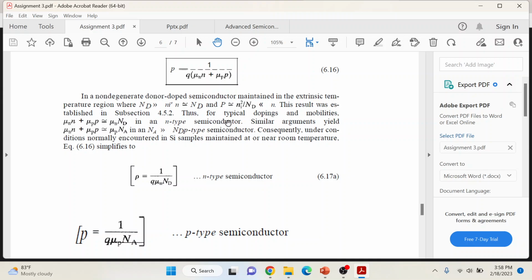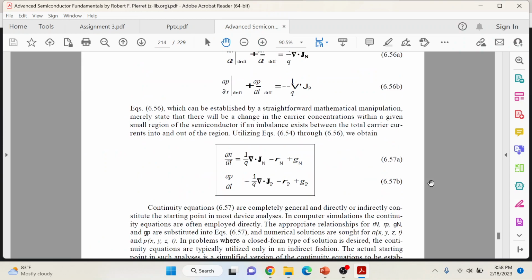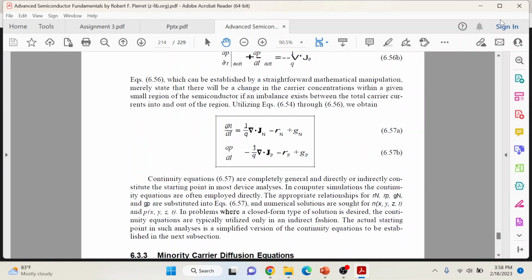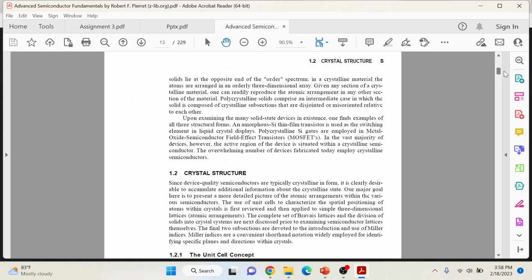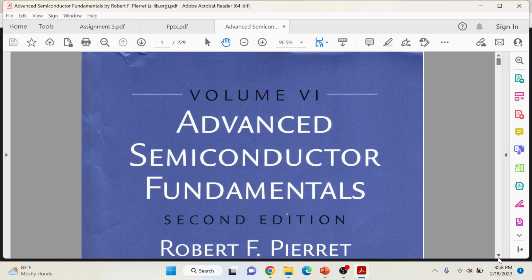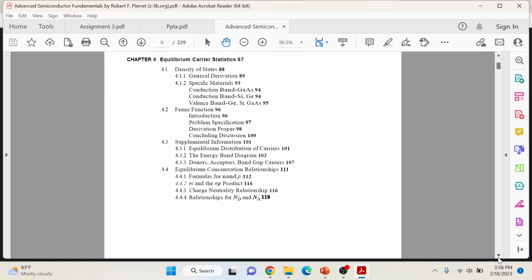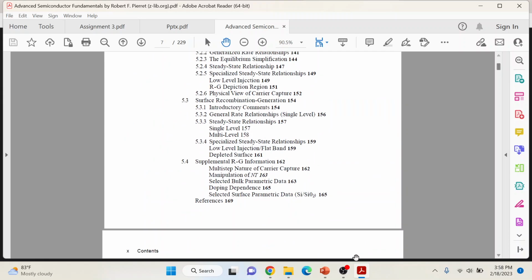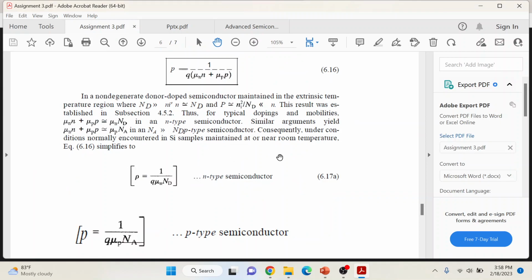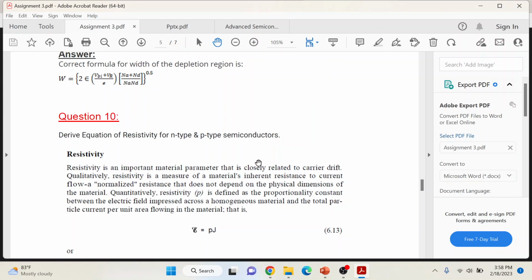I have taken this from the book I will be sharing. I forgot to tell you about this book, Advanced Semiconductor Fundamentals. What sir has taught in the last two to three classes, sir has talked about these chapters 4, 5 and 6. This question I have taken straightforwardly from there, and this solution is also from there.